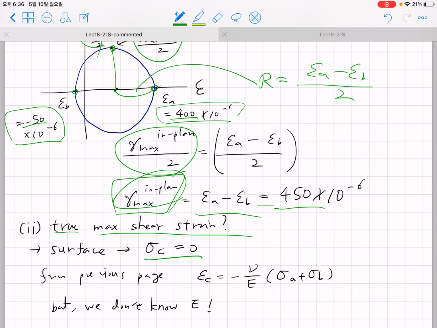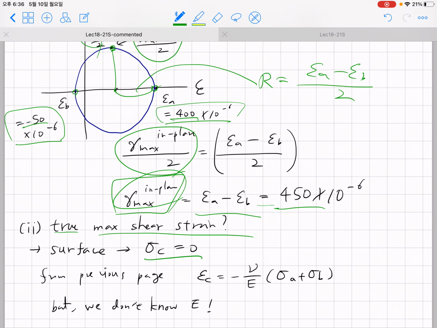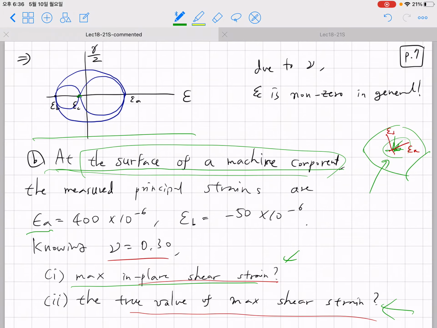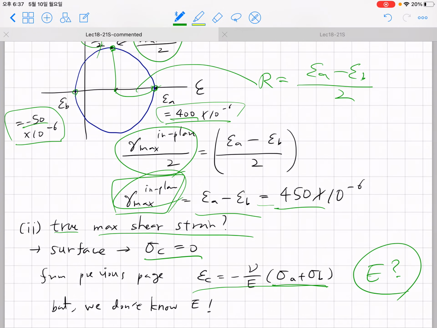Okay, so for a plane stress problem, you can identify that this problem is quite similar to the previous page, where we considered the Mohr circle for strain analysis for plane stress. So from the previous page, we can immediately notice that epsilon C can be written as minus nu over E multiplied by sigma A plus sigma B. In this expression, you can identify epsilon C, the third principal strain, out of the Poisson ratio, Young's modulus, and the two in-plane normal stresses, sigma A and sigma B. However, the problem only gives us normal strain and Poisson ratio, and there is no information about Young's modulus.